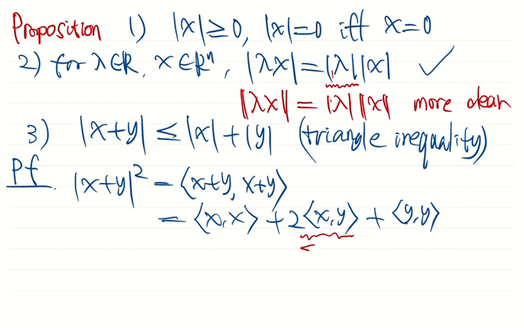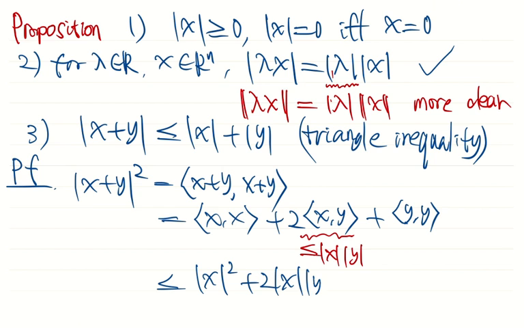this will be less than or equal to the norm of x times the norm of y. So the right hand side will not be greater than the norm of x squared plus 2 times the norm of x and the norm of y plus the norm of y squared, which is exactly the norm of x plus the norm of y, squared. So from this we immediately obtain the triangle inequality. Okay.